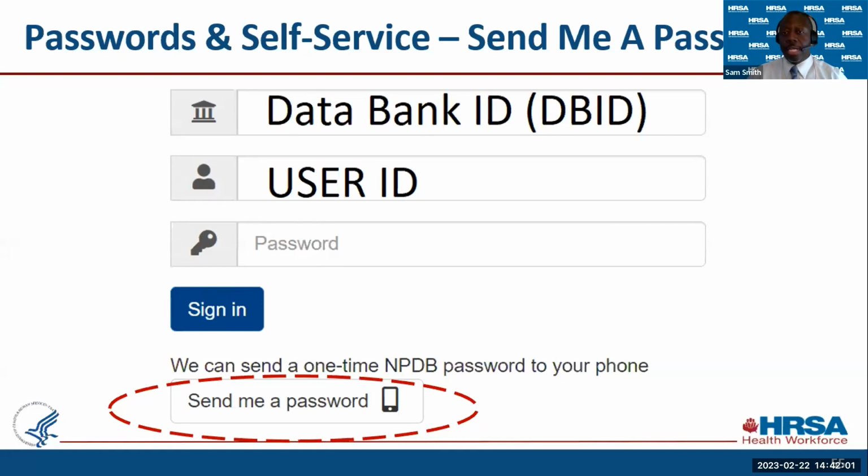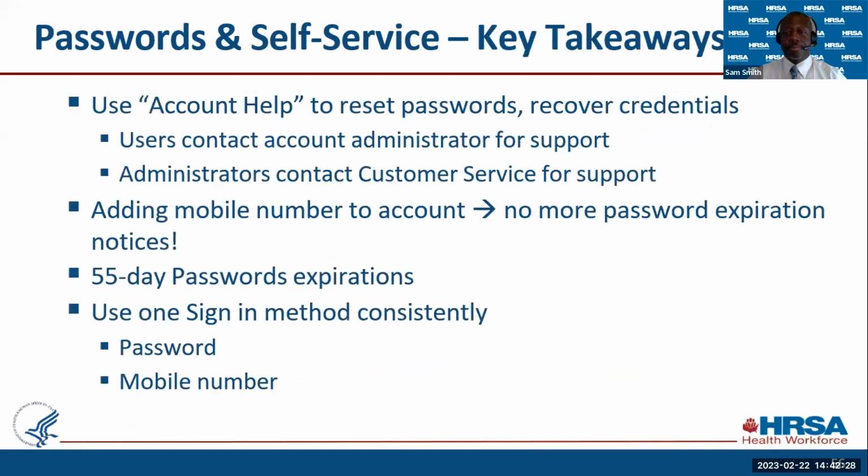However, you can continue to use the one-time password feature every time you want to log in, even after the system password expires. Just send yourself a one-time password. On the sign-in page, enter your DBID and user ID. Click the Send Me a Password button, and you will receive a password via text message. Enter the password to sign into your account. Next slide. That sounds like the way to go, Sam.